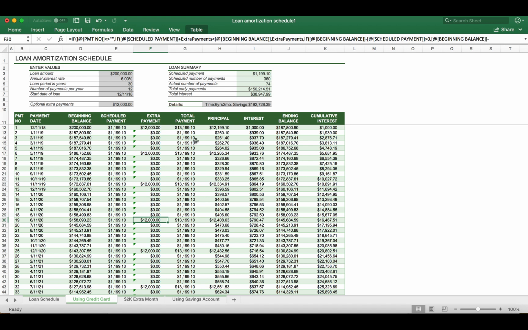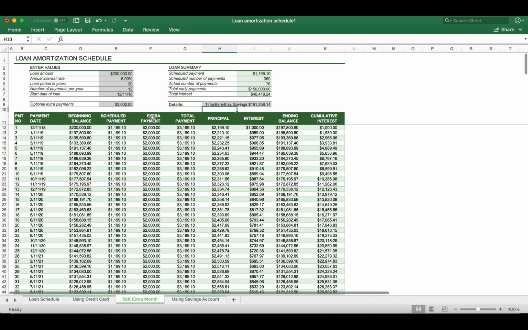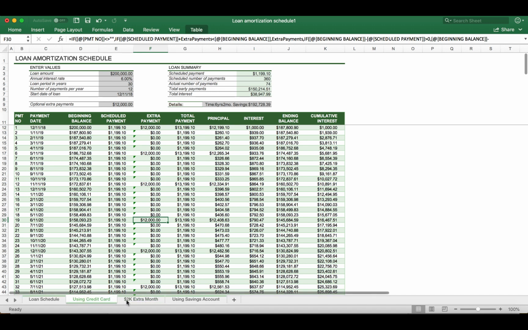And looking at this amortization calculator, the loan summary, you see that the actual number of payments was 74, which results in a time of 6 years and 2 months. And that results in savings of $192,728.39. I also created the spreadsheet for making extra payments of $2,000 in cash towards the principal of the mortgage. These are the results right here, and that results in 76 payments until the mortgage is paid off. So that is the difference of 2 months.